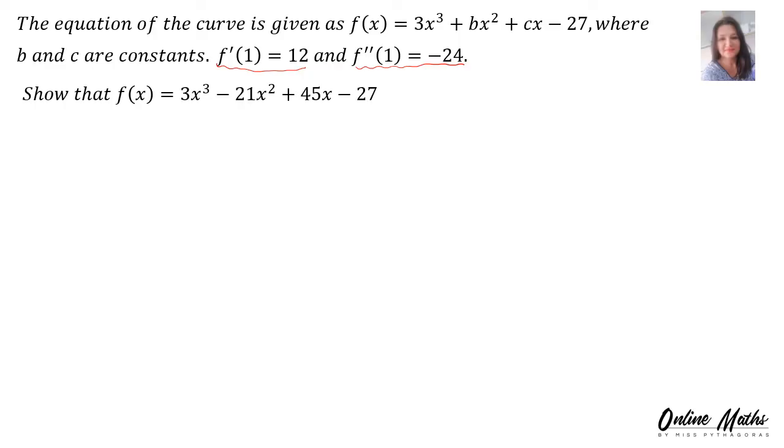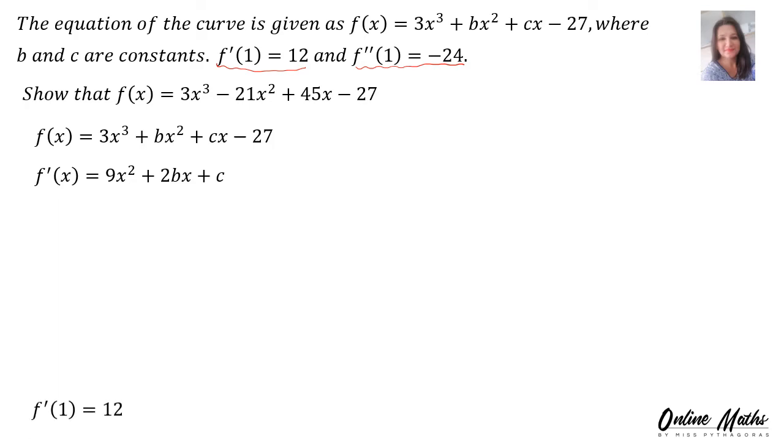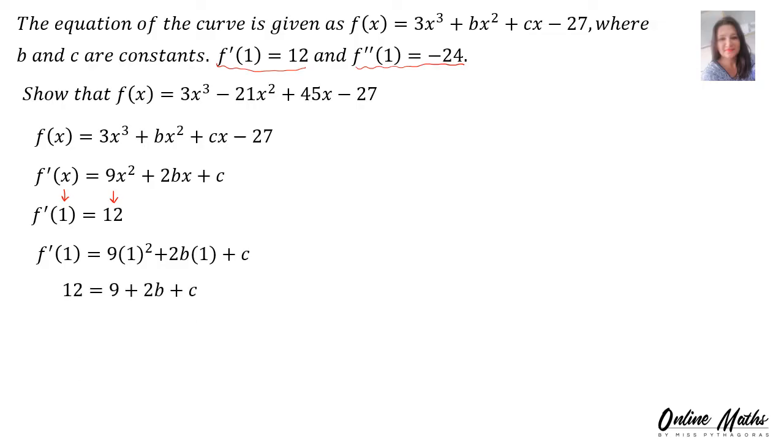Now, where to start? We start with the equation and then we find the first derivative. So the first derivative will be 9x squared plus 2bx plus c. Then the point was given, the x value is 1 and the y value is 12. Therefore, in x's place, we substitute 1: 9 times 1 squared plus 2b times 1 plus c. And then we can also equate to 12. So we are substituting the point into the equation.